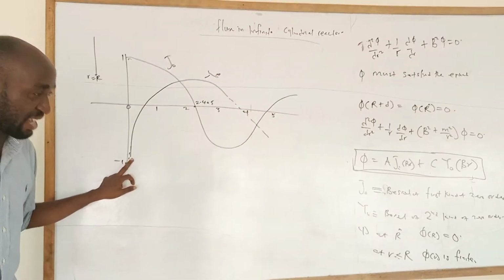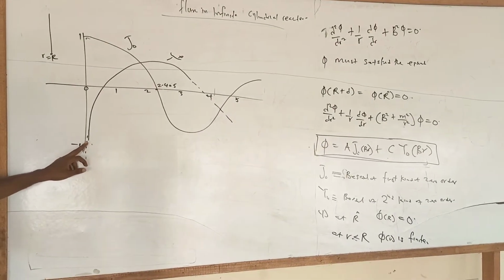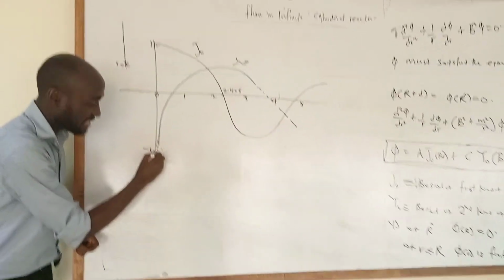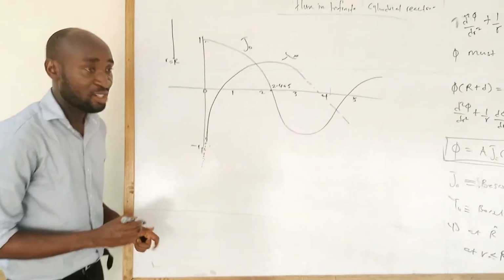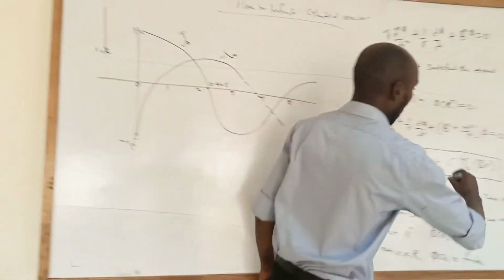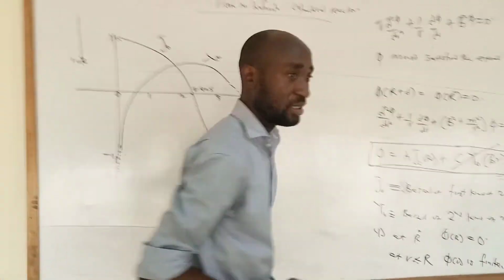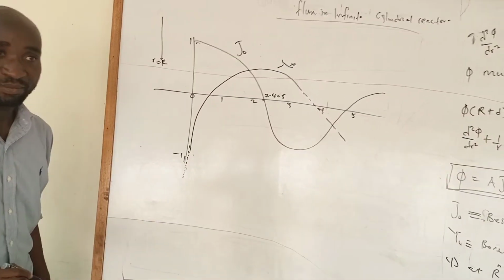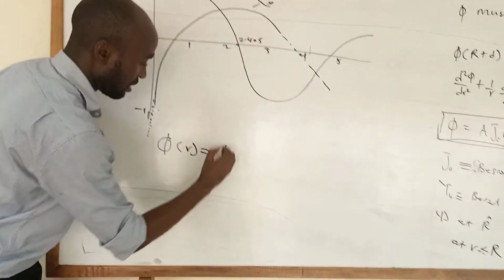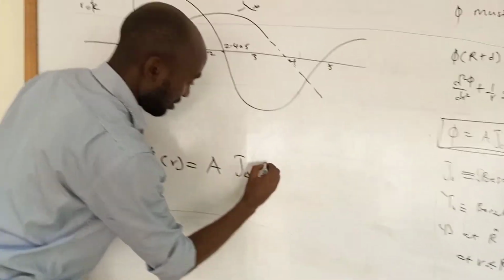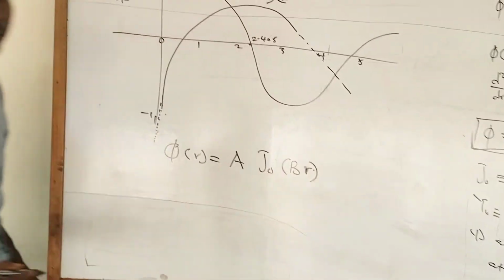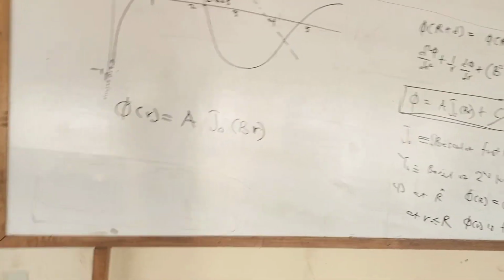When r is at 0, maybe at x equal to 0, you can see that it is tending towards asymptotic infinity. So it doesn't satisfy this criteria. That means we have to expunge this function out of the equation. So we are now left with phi of r is equal to A J naught B r. That's what we are now left with.